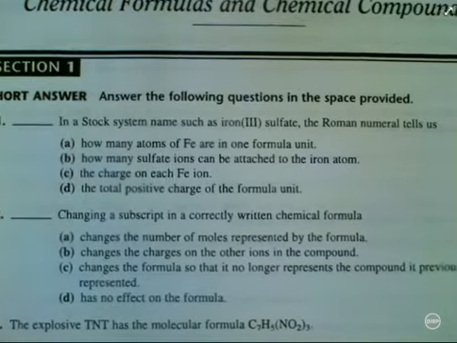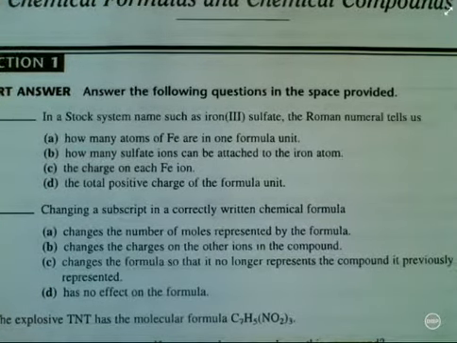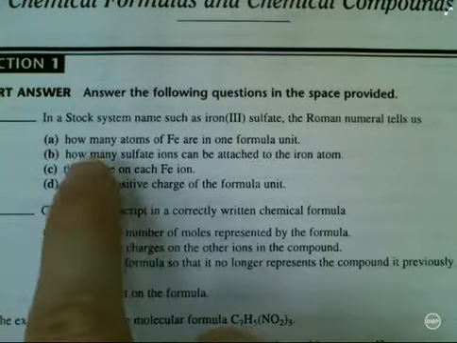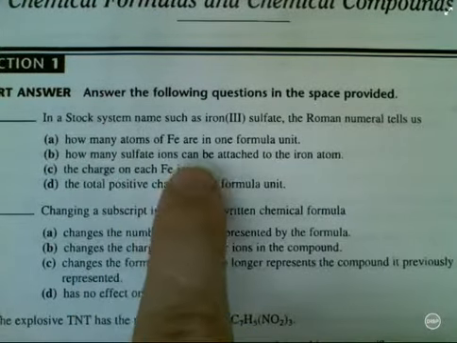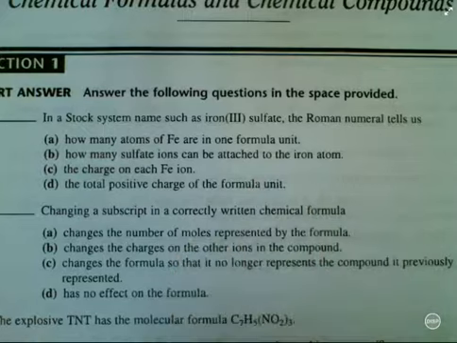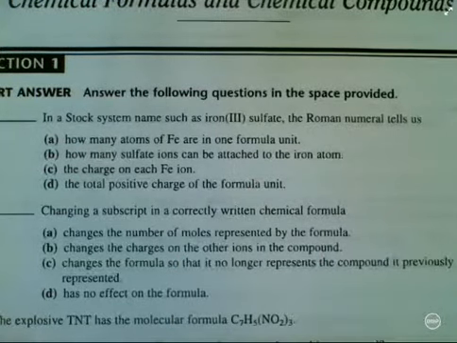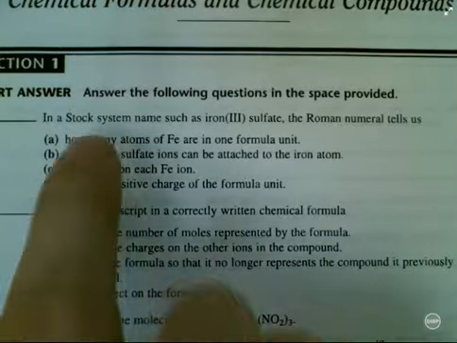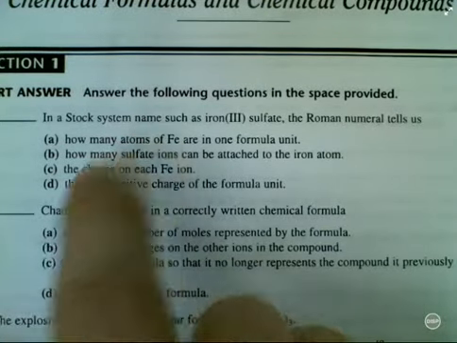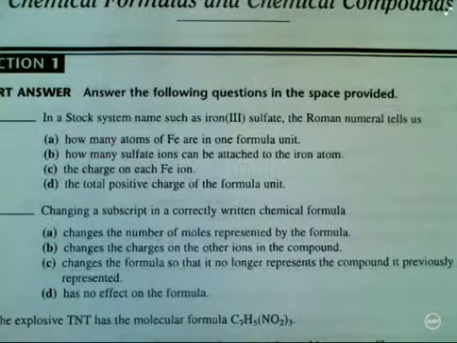Number 1, in a stock system name such as iron 3 sulfate, the Roman numeral tells us how many atoms of iron are in one formula unit. That can't be the case because we would be communicating that information by the formula. This is a name, okay? This is a stock system name, so that's not going to be the case. I know it's not A.